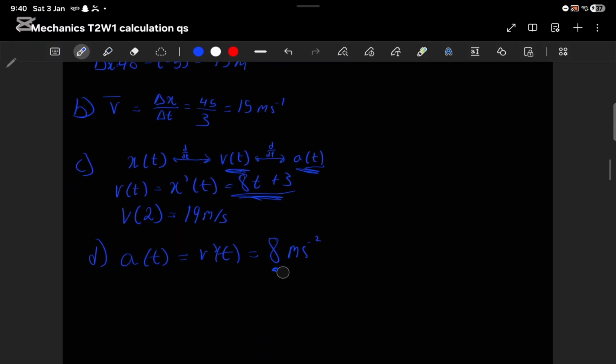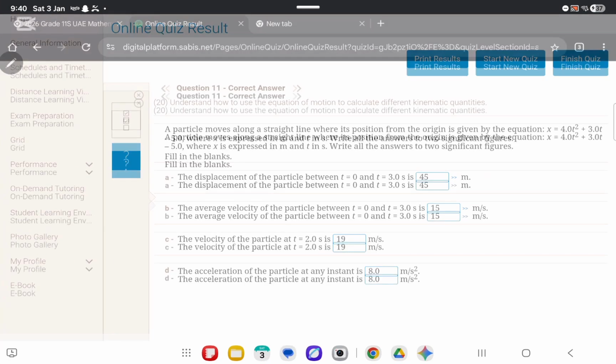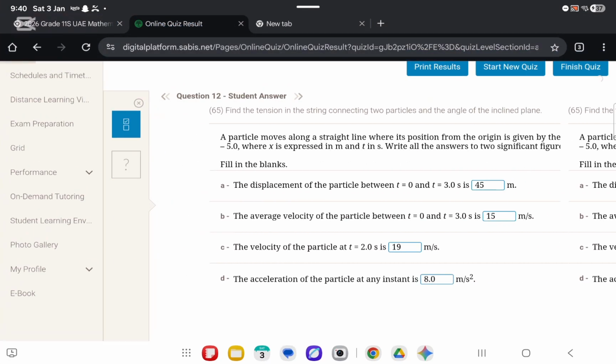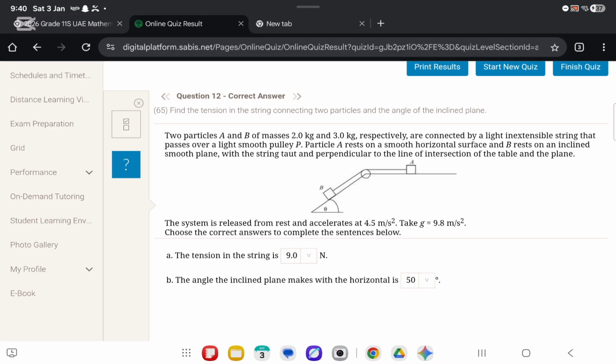It's always 8. So let's just make sure our answers are 45, 15, 19, and 8. 45, 15, 19, and 8. Perfect. Okay, let's go. Question 12. Okay, I'll move this to the notes up.